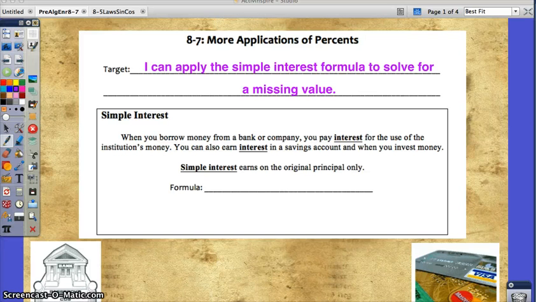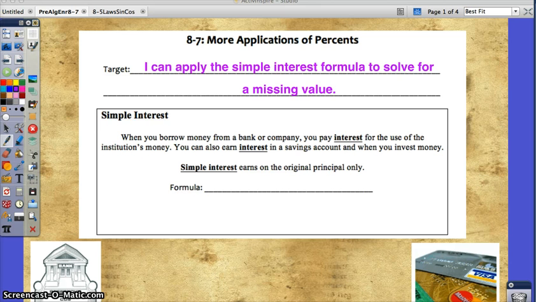The last application that we're going to talk about for percents in Chapter 8 is simple interest. And copy down your target, and while you're doing that, I'm going to explain what simple interest is. Simple interest is money that you earn or money that you have to pay. For instance, if you're borrowing money from a bank, then you would pay interest for the use of that institution's money. So they charge you a fee for the convenience of using their money.